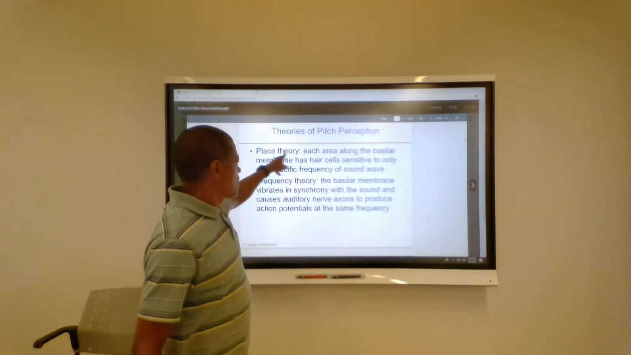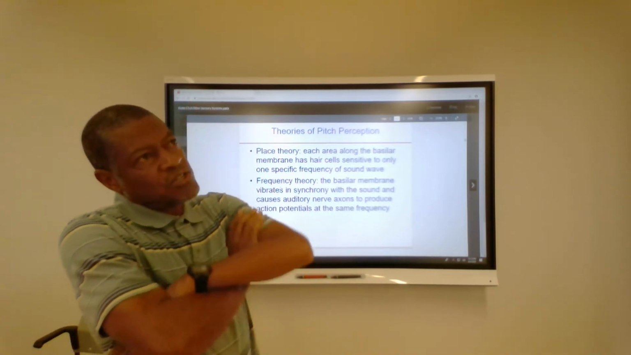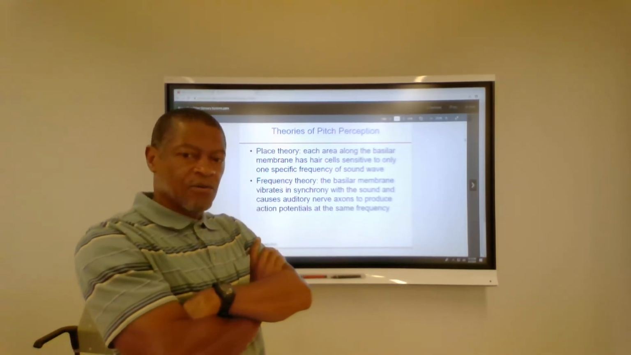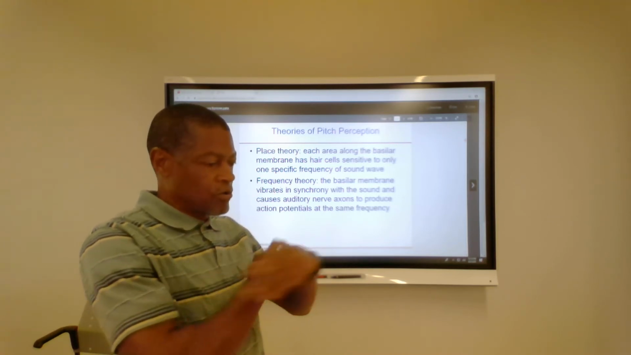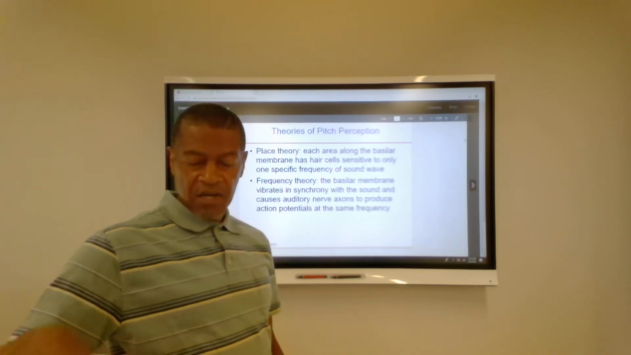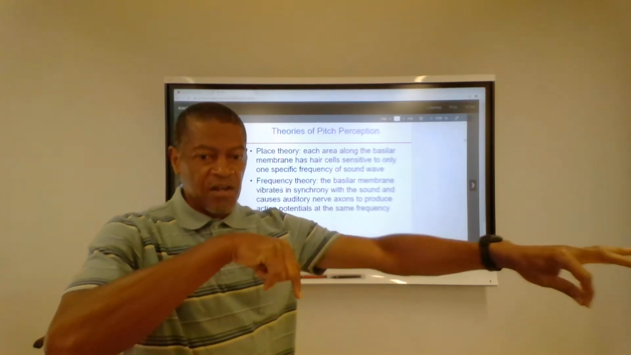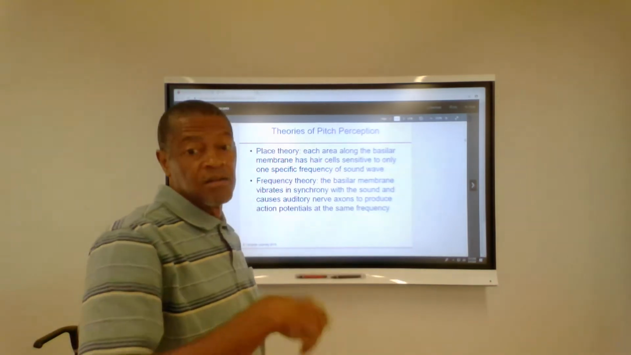One is called the place theory, one's called the frequency theory. Think of place theory like a piano. If you ever play the piano, you have keys on the piano, black and white keys all along the board. Each one of those keys is a different sound. Each one of those keys has a string that creates a different sound. So when you press the key, different sound.